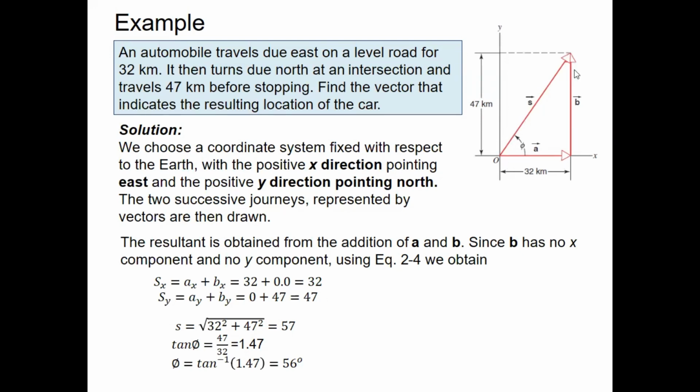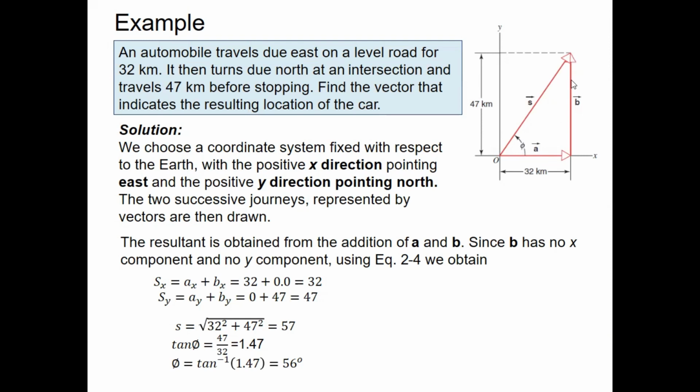This triangle has a perpendicular and the base, and the square of the perpendicular value and the base value gives us the magnitude of this in-between vector. The magnitude is the square root of 32 squared plus 47 squared, and it is 57 kilometers. And then this angle phi is to be found, and for this we use the tangent.